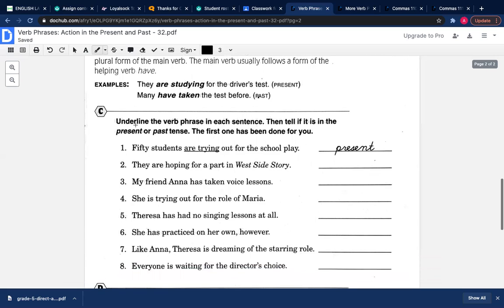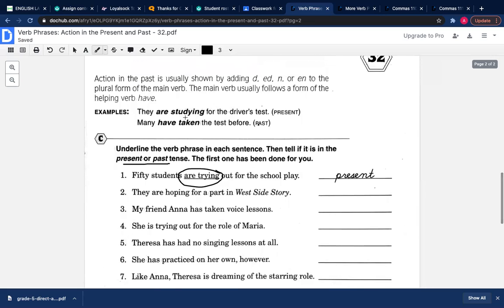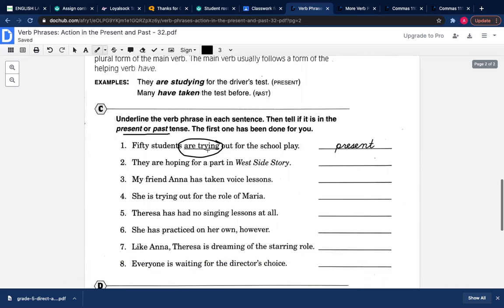Okay? So we need to underline the verb phrase in each sentence and then tell if it is in the present or the past tense. The first one has been done for you. 50 students are trying, here's our verb phrase, out for the school play. All right, if they are trying, that means they're doing it right now because it ends in the ing, like the present has stated before. So that's present tense. Let's try number 2.